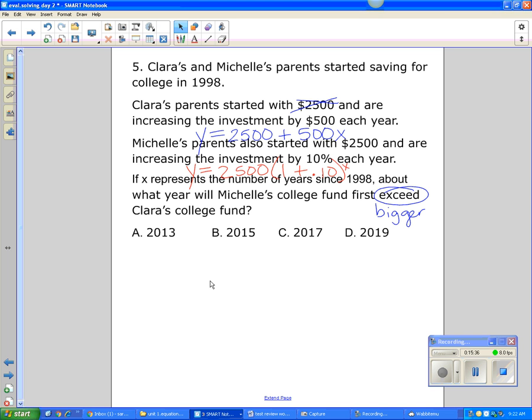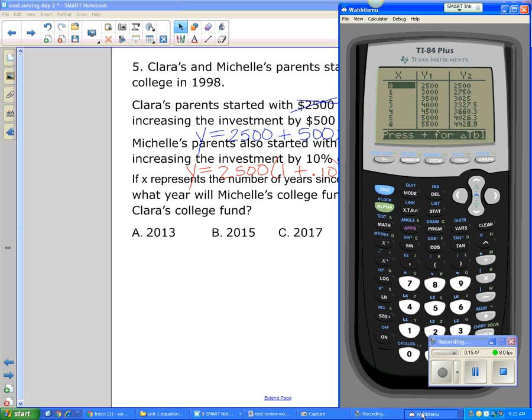What are we looking for? So we want Michelle's to be bigger. So once again, who is Michelle? Y2. So we want this one to be bigger than that one. So right here, is 2,750 bigger than 3,000? So what about down here? Is 4,428 bigger than 5,500? So I'm going to scroll down, and I'm looking for this one to be bigger. Do not say the answer out loud.